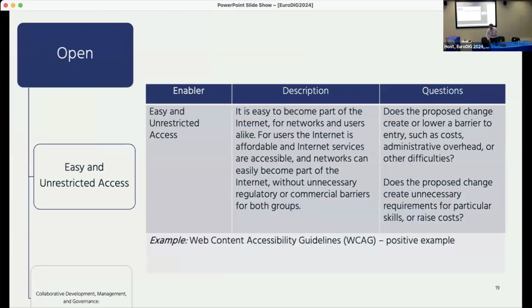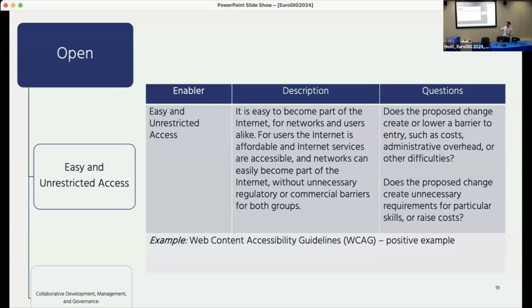So if you look at one of those, for instance, easy and unrestricted access, that's one of the enablers. And the description here is that it should be easy to become part of the internet for networks and users. For users, it should be affordable, and internet services should be accessible. And for the networks, they should easily be able to become part of the global internet.